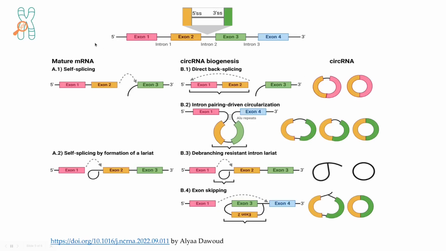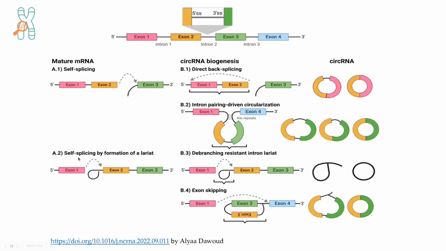As you can see here, this is the normal precursor messenger RNA, which consists of exons and introns. Then splicing will happen. In the formation of circRNA, we have different possibilities that lead at the end to different forms of circRNA. You can see here, mature messenger RNA will go through self-splicing. Self-splicing will lead to a backsplicing between exon 1 and exon 2, forming a circRNA consisting of exon 1 and exon 2. In another form, intron-pairing driven circularization, you can see here that there are two introns linked together through ALU repeats, and at the end it will form a circRNA.